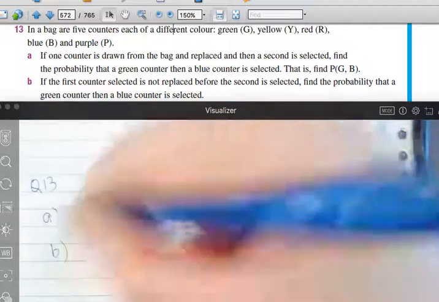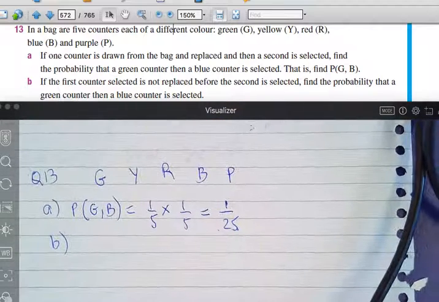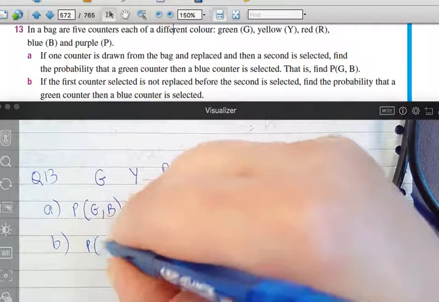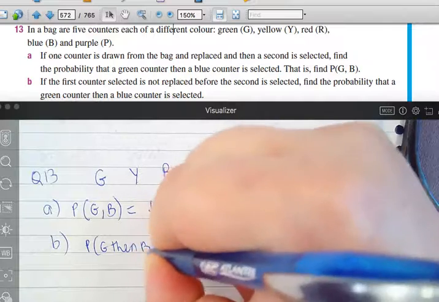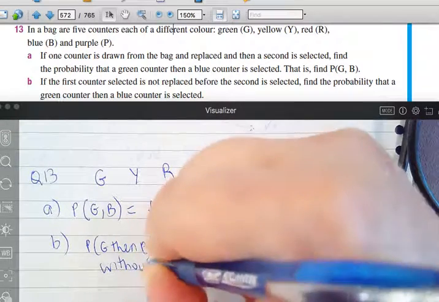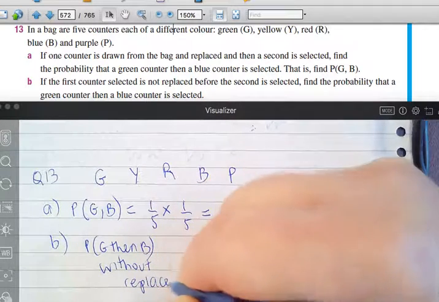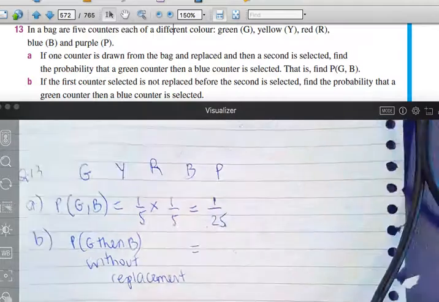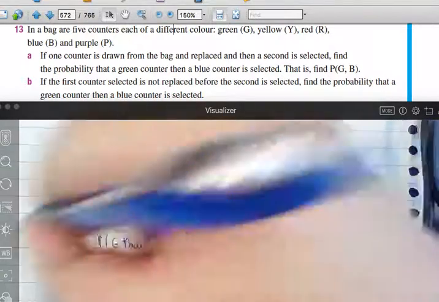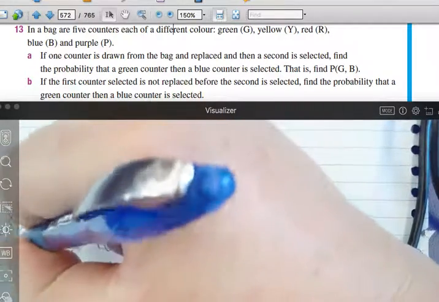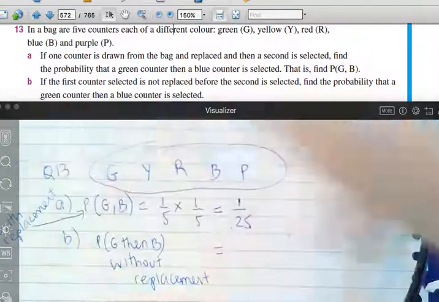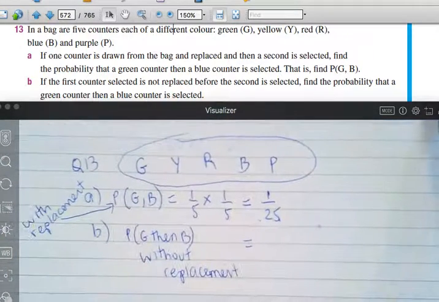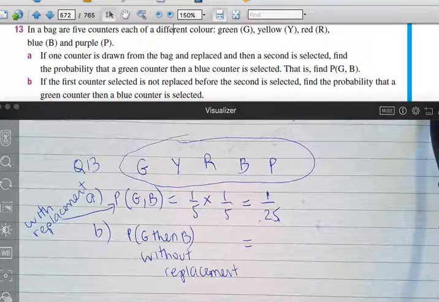In the next question, it says, if the first counter is not replaced before the second counter is selected, find the probability that you get a green and then a blue. This is without replacement. All right, you should be able to do this, girls. All right, I want you to have a go. This first one was with replacement. Chance of getting a green, then a blue. But a green and then a blue, it's very specific. A green and then a blue.